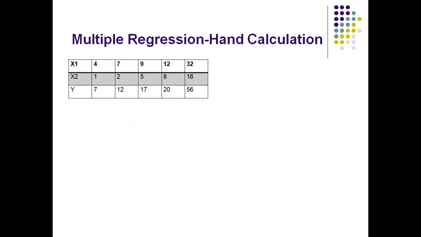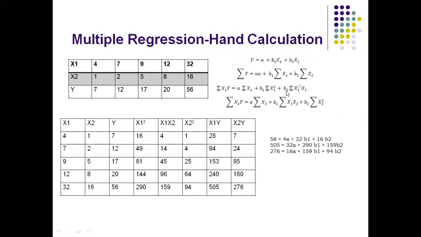So x1, x2 and y are given. I will do this with hand calculations. These are the three expressions: summation of y, summation of x1y, summation of x2y. So what I'm doing is, x1, x2, y, x1 square, x1x2, x2 square, x1y and x2y. And this last row is basically their summation. That is 4 plus 7 is 11, 11 plus 9 is 20, 20 plus 12 is 32. So this way you will get it. These values, you just put here.